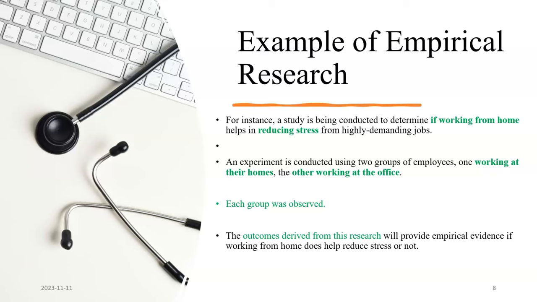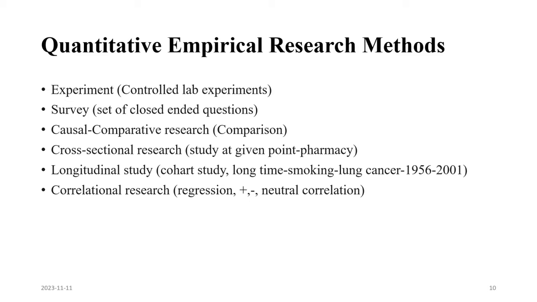Quantitative experiments could be controlled lab experiments, like in chemistry or in the medical field. Surveys, like in marketing, where we have closed-ended surveys. We can also go for causal comparative research or causal effect relationships. It could be cross-sectional research for a particular point in time.